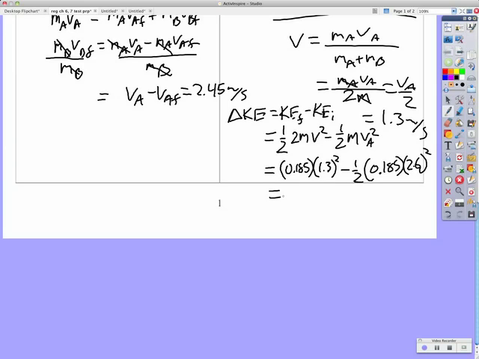So plug it into your calculator and get an answer, please. All the m's are the same. MA equals MB, so you just cancel. Anybody get a number? Negative 0.3? Negative 0.31 joules.